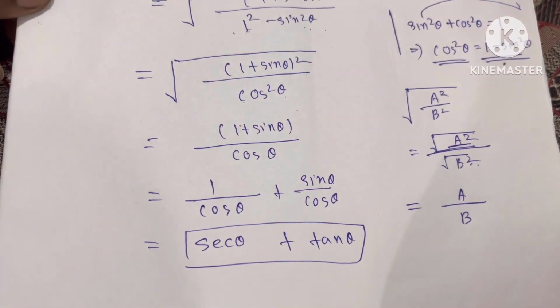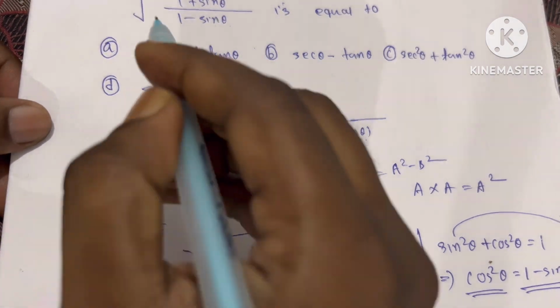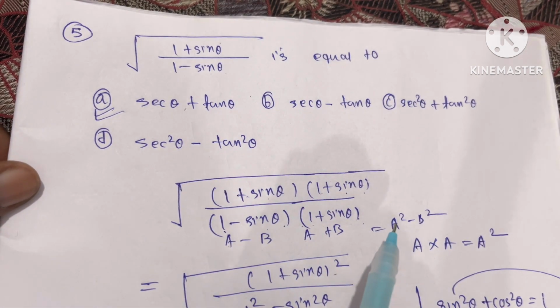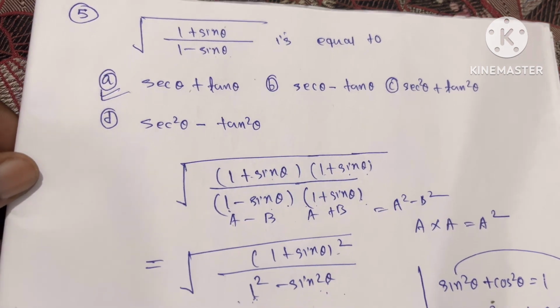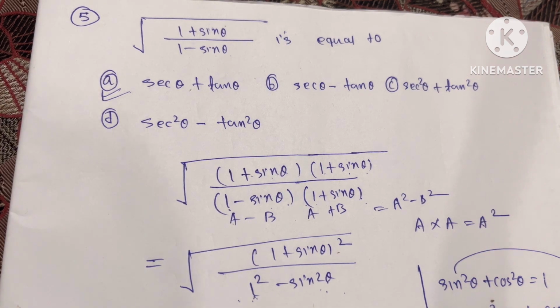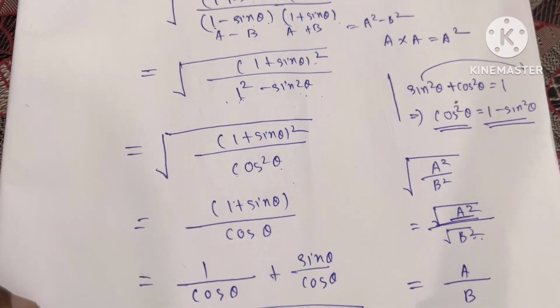So which option will be correct? Option A, because option A is sec theta plus tan theta. Very simple. Be careful to multiply by the conjugate. When you multiply numerator and denominator by the conjugate, you will get the answer easily. So thank you for this.